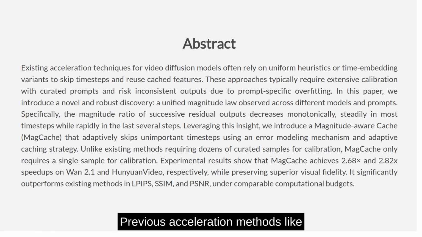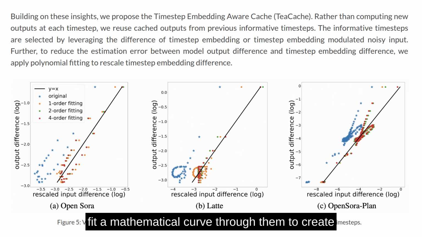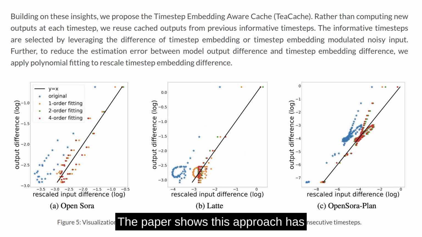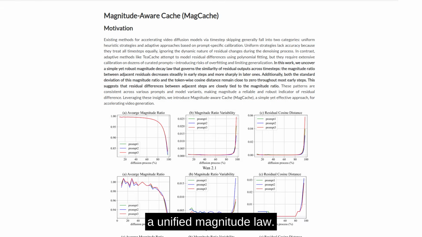Previous acceleration methods like Tcache try to intelligently skip computation steps. Tcache analyzes 70 different test prompts and uses polynomial fitting to predict which steps can be safely skipped. In simpler terms, they gather data points from all these test runs, then fit a mathematical curve through them to create a prediction model. The paper shows this approach has a fundamental weakness. When your actual prompt differs significantly from the 70 calibration prompts, the predictions become more unreliable and results can vary widely.